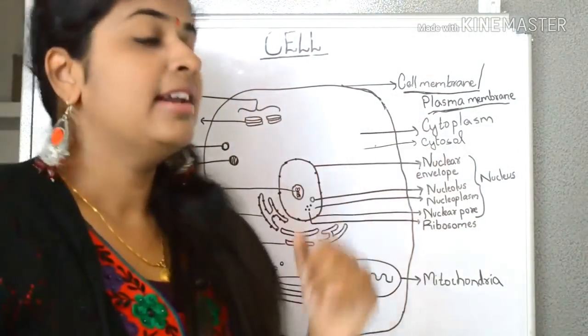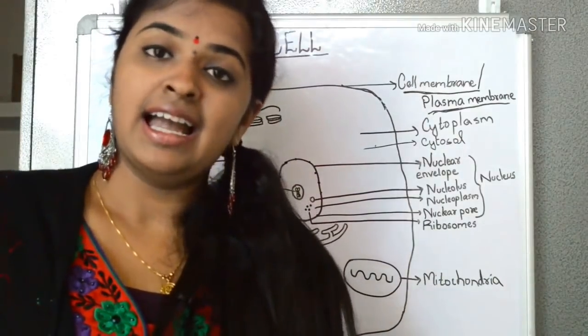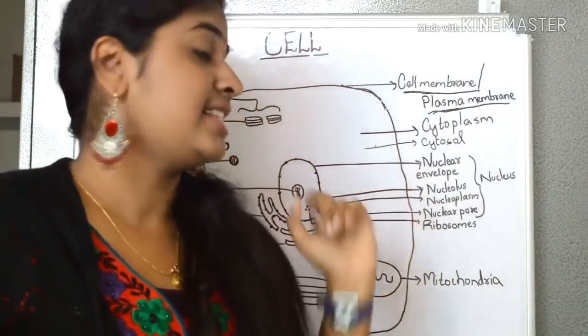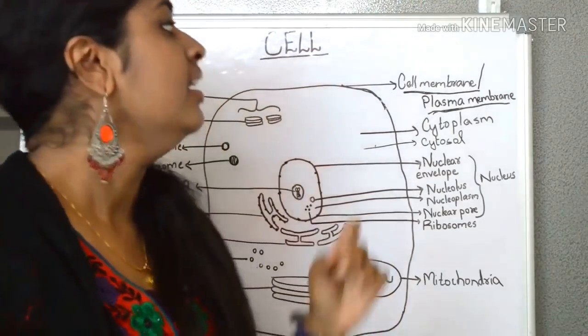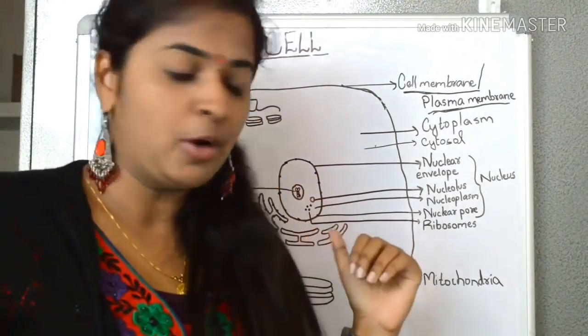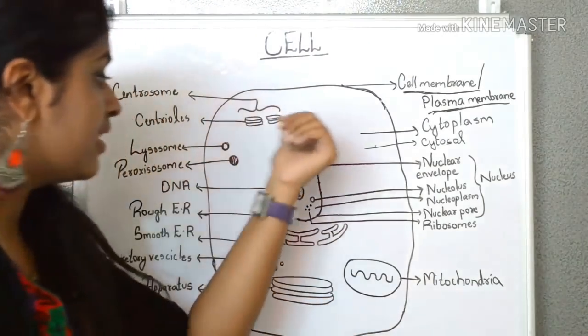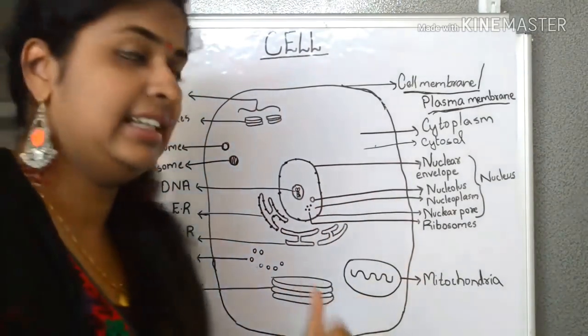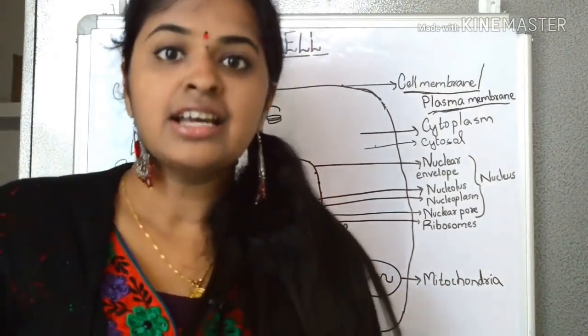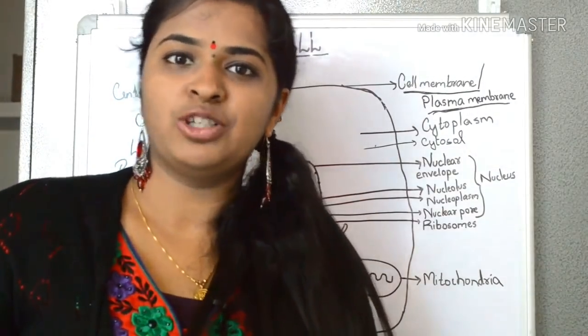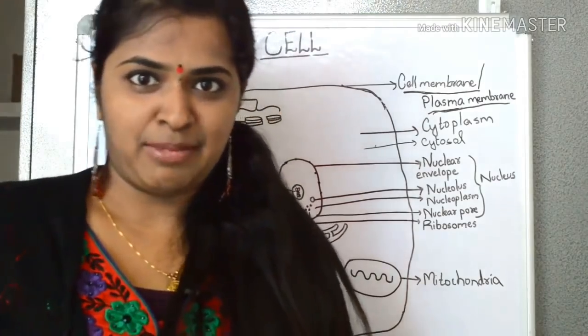This cell membrane will act as a receptor and it functions in absorption as well as secretion. This cell membrane also protects the cell organelles which are present inside the cell from the outside environment. So these are the things which you have to remember about the cell membrane or plasma membrane.